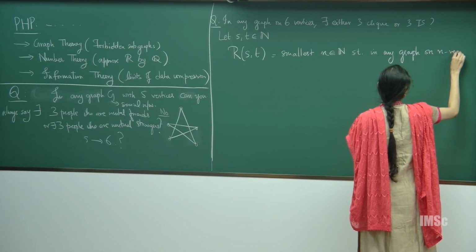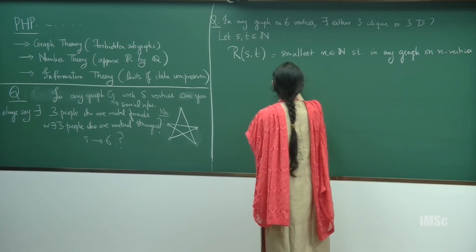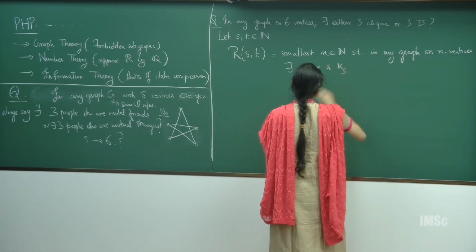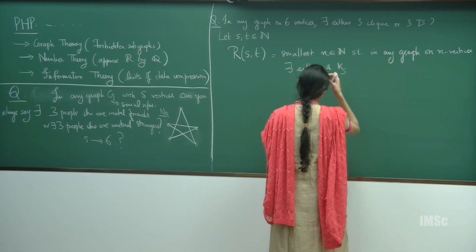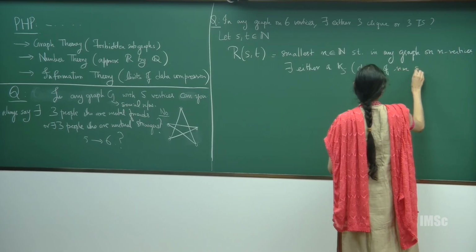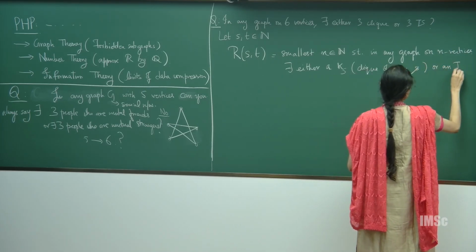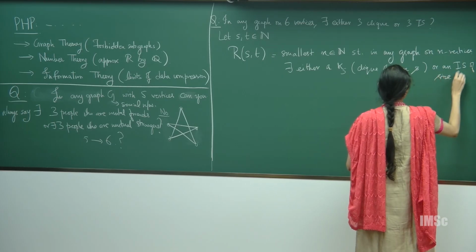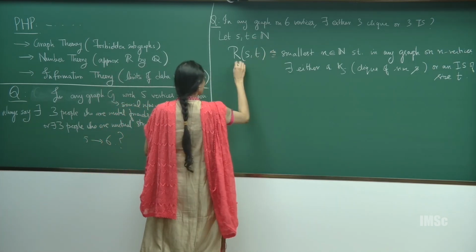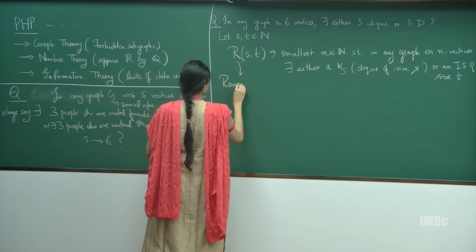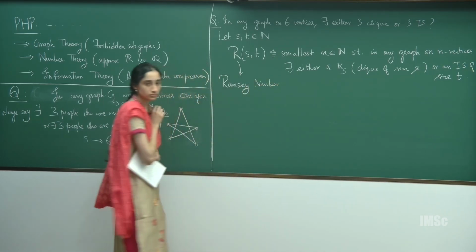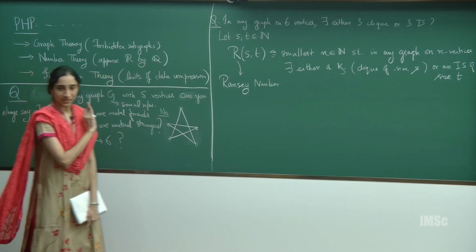on n vertices, there is either a K_s, which means a clique of size s, or an independent set of size t. So this is what we will call R(S, T). R is called the Ramsey number. This is a notation.